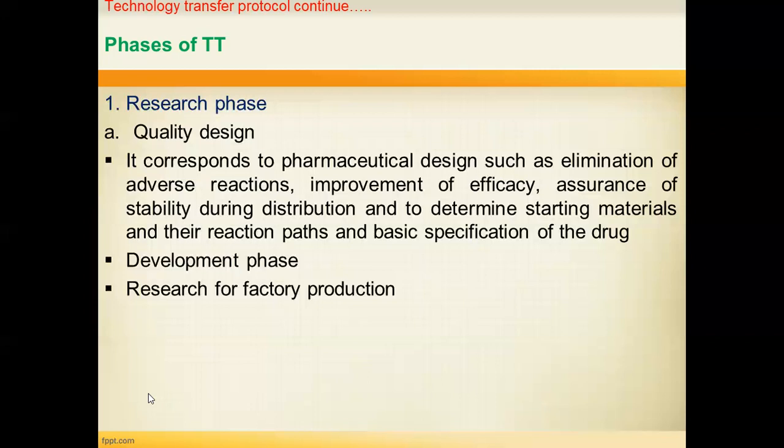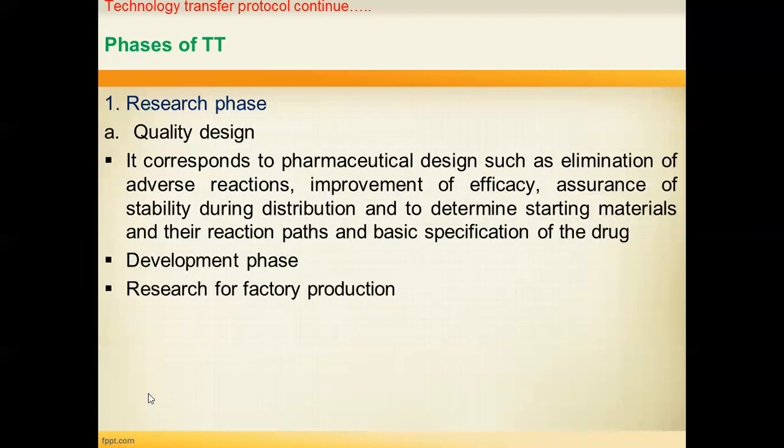Again, you can check the characteristics associated with the raw materials, their reaction path, and the specifications of the drug. Basic specification means the solubility and the melting point parameters. Now, if the drug undergoes degradation with light, these parameters you can study with the basic specification of the drug.